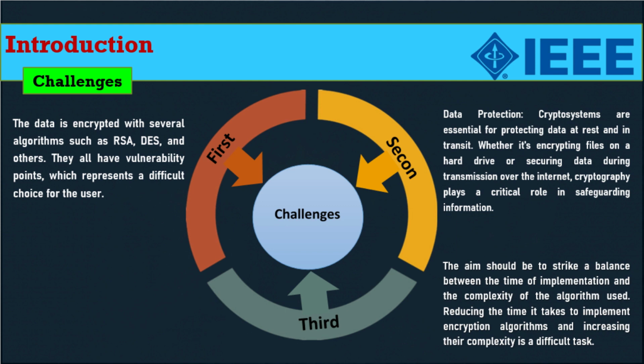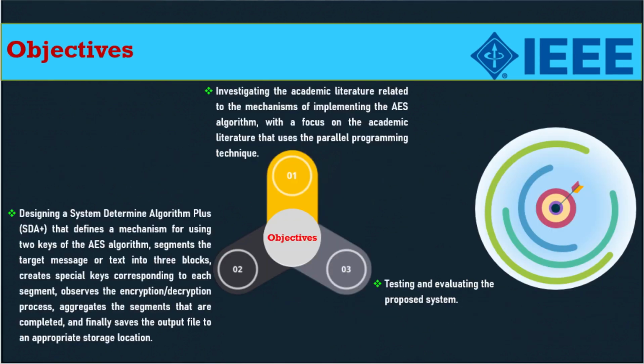Cryptosystems are essential for protecting data at rest and in transit. Whether it's encrypting files on a hard drive or securing data during transmission over the Internet, cryptography plays a critical role in safeguarding information. The aim should be to strike a balance between the time of implementation and the complexity of the algorithm used. Reducing the time it takes to implement encryption algorithms and increasing their complexity is a difficult task. In the research paper, main objectives were identified to guide the study.